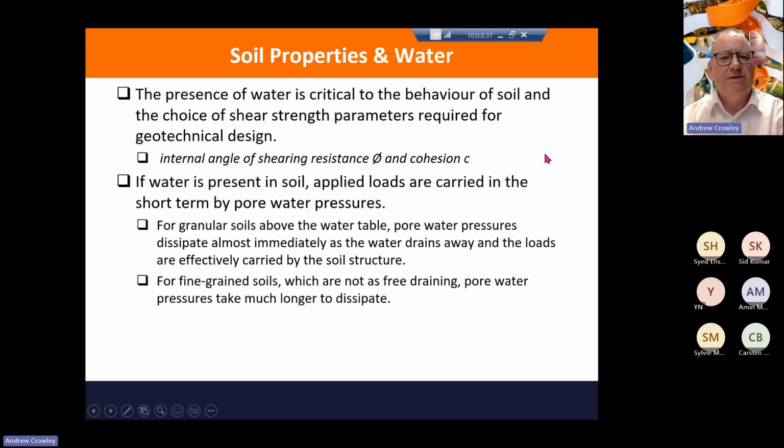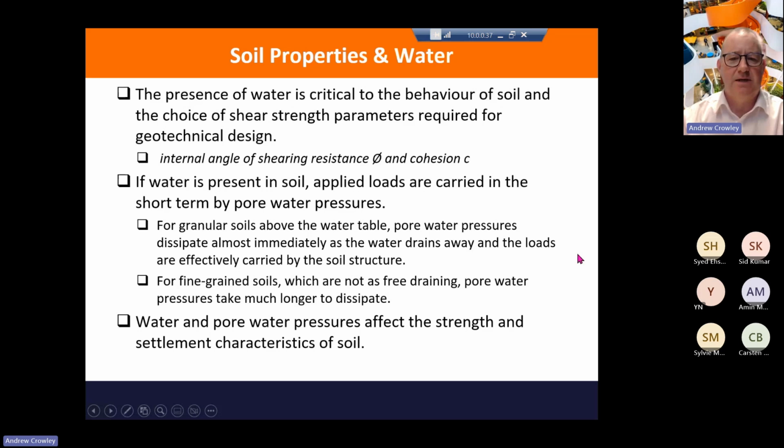And if water is present in the soil, the applied loads can be carried by the pore water pressures, at least in the short term. So for granular soils above the water table, pore water pressures dissipate almost immediately as the water drains away, and the loads are effectively carried by the soil structure. If you're looking at fine-grained soils like silts and clays, these are not so free draining, and pore water pressures take much longer to dissipate, so you need to take them into account in the design.